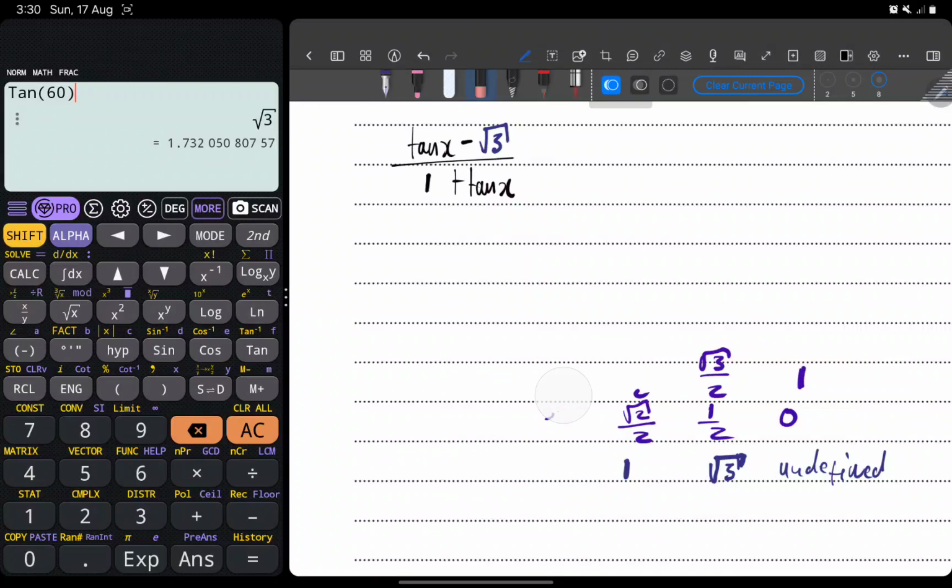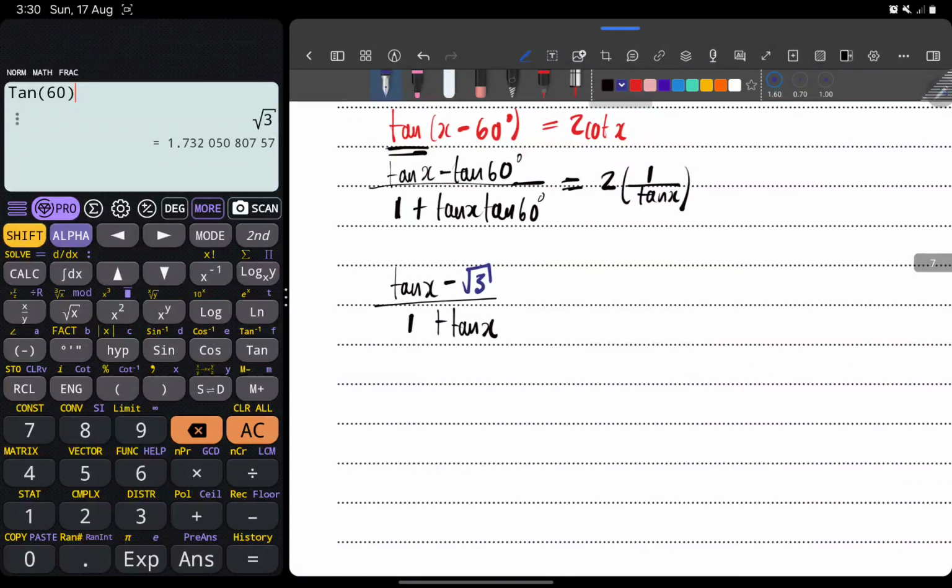Now let's go on with the rest. So this is going to be over 1 minus tan x times root 3. And this is going to be equal to 2 over tan x.